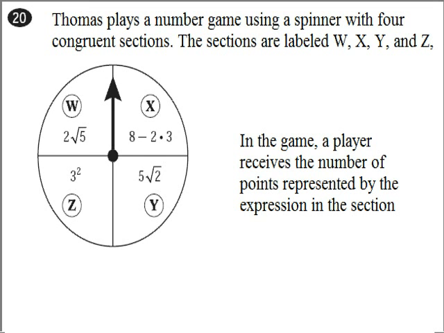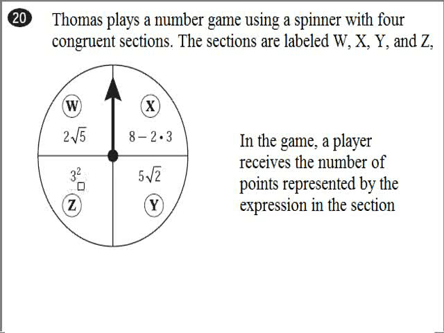Number 20. Thomas plays a number game after using a spinner with 4 congruent sections. The sections are labeled W, X, Y, and Z. In the game, a player receives a number of points represented by the expression in the section. So each of these sections, when you do out the calculations, represents a number of points.